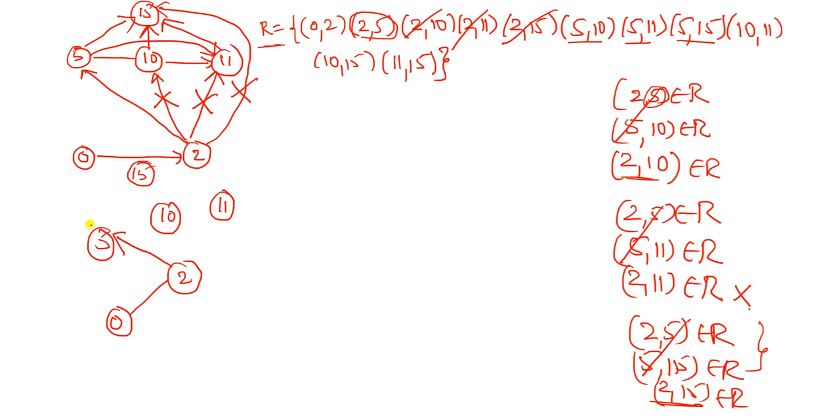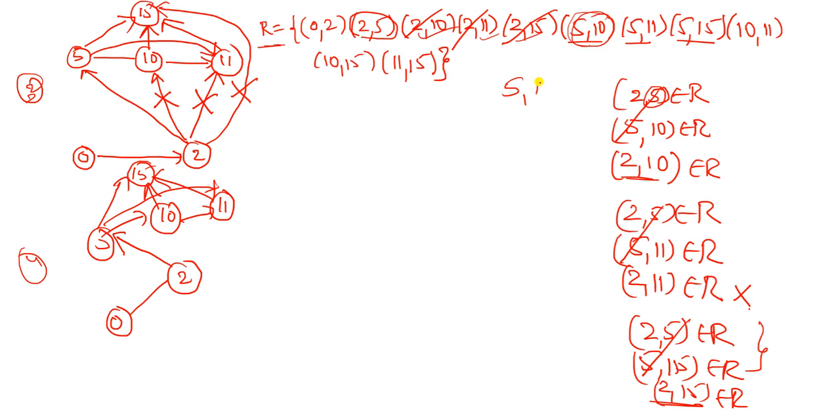Here next, 5, 10 is there, and next 5, 15 is there, and next 5, 11 is there, and 10, 11 is there, 10, 15 is there, and 11, 15 is there. Okay, this is the second, the third one, and this is the fourth one. The transitive removal is not complete yet, we have to remove transitive ones. So 0 to 2, 2 to 5, and next come to 5, 10. So these are all removed.